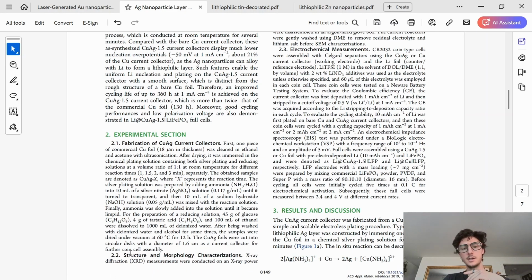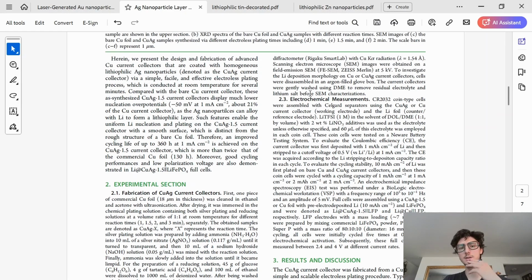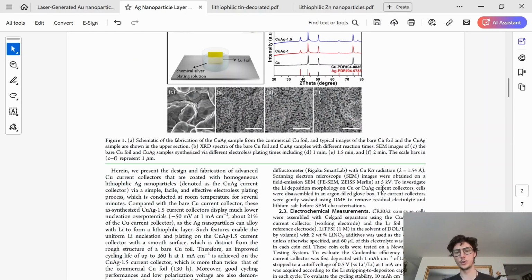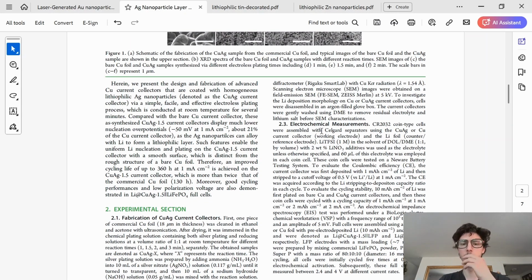So we got, again, characterization with different machines to see if their material is actually doing this stuff. This is a bit of the characterization. They did some characterization here as well. Super interesting. Not going to look at it too much for this video. And then electrochemical measurements, which is what they do. So let's actually read this a little bit too.